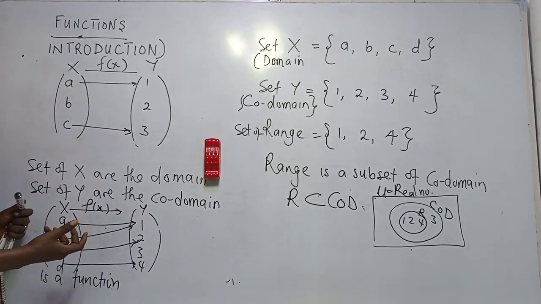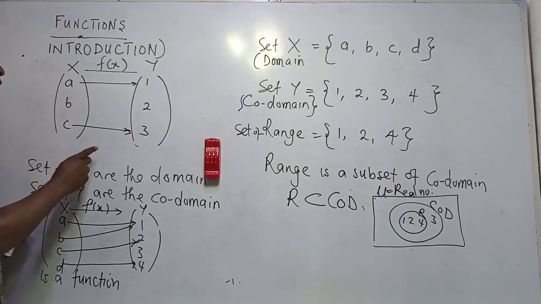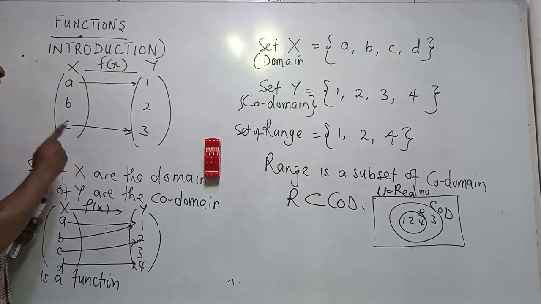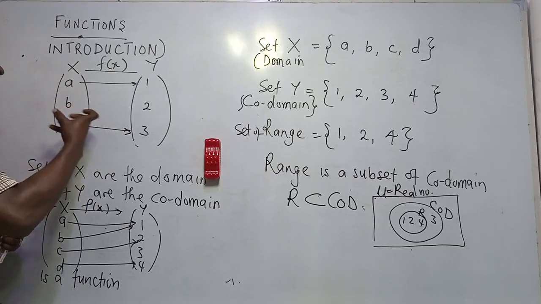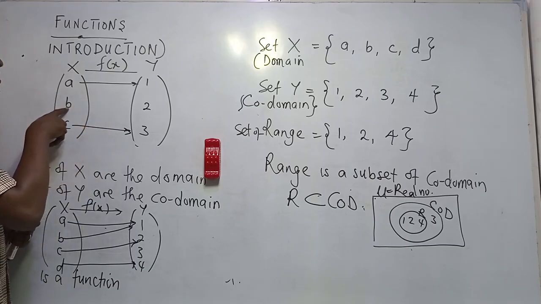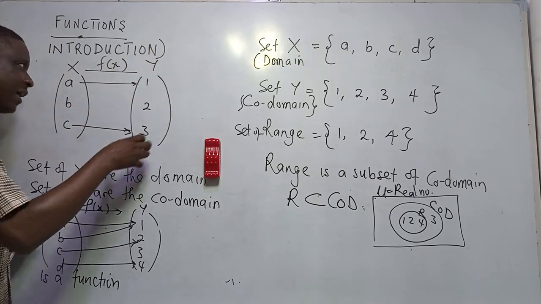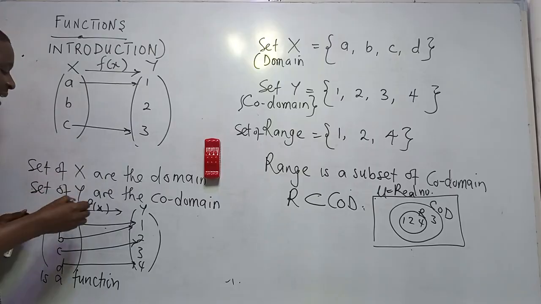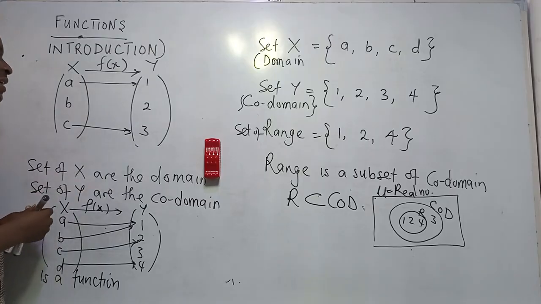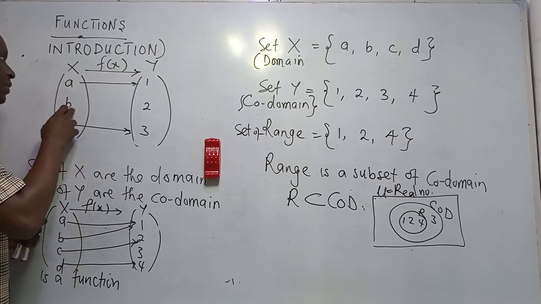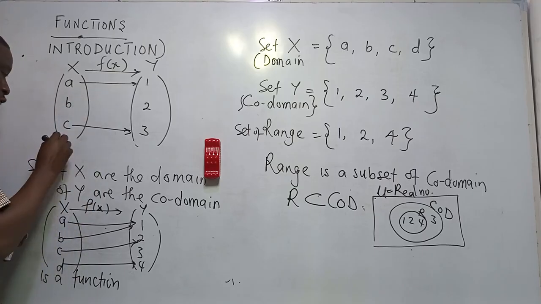It's not a function. Why is it not classified as a function? B is not linking up. It's not related to any member of Y. As such, this particular example is not working.